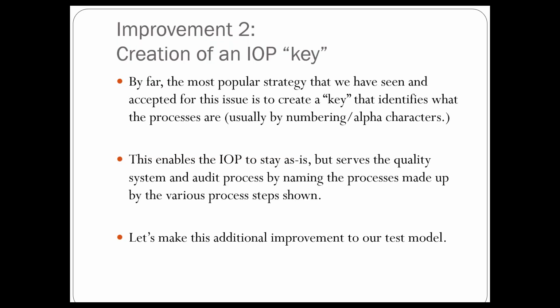Okay, the second improvement that we're going to do is to create an IOP key. Now, this is a very popular strategy, and it's used to identify what the processes are. Now, this is usually done by numbering or alpha characters or whatnot. What this does is it enables the IOP to stay as is. It respects the work that's been done, but it serves the quality management system and the audit process by naming what your processes are, as shown by the steps. So let's take a look at what that looks like.